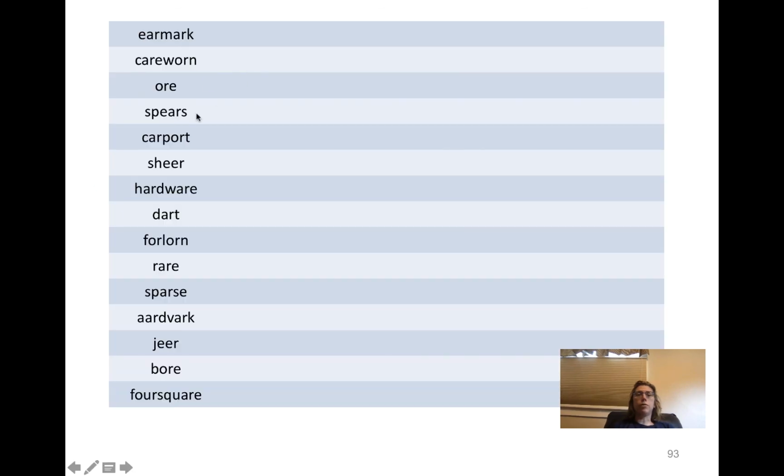All right, so we got some transcription here of our liquids. You can go ahead and transcribe these, with dictionary.com if you would like. And I'm going to stop here, and we'll do glides on our next one.